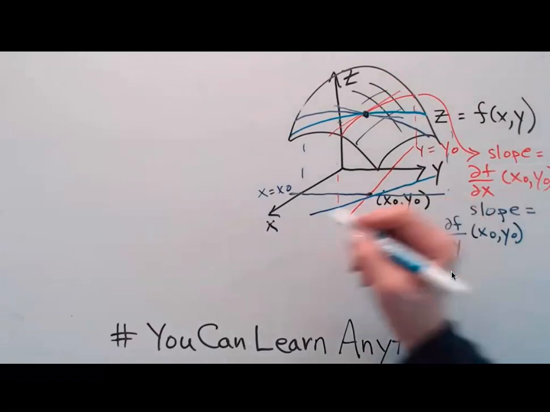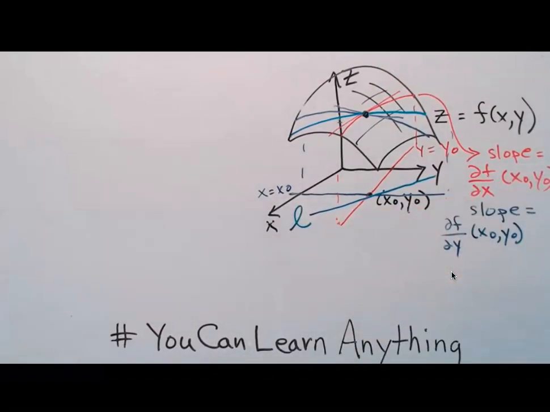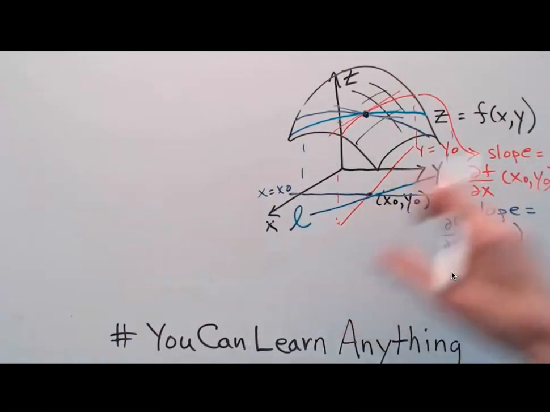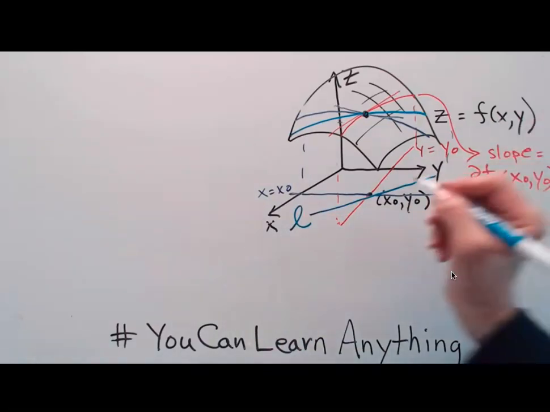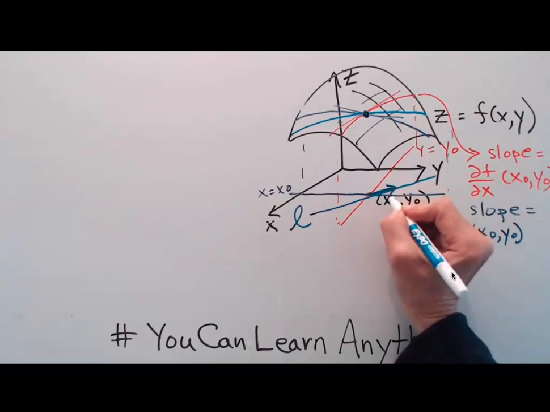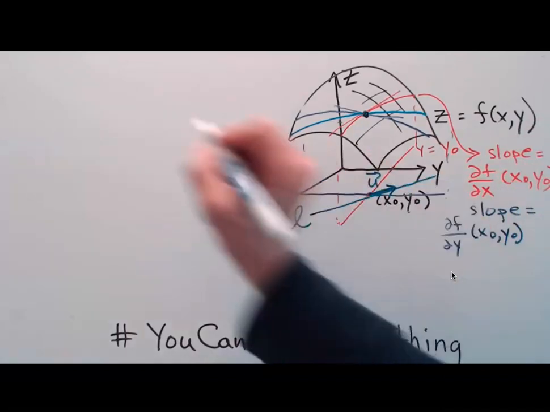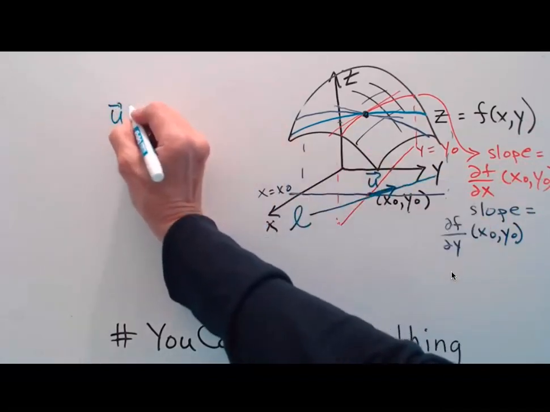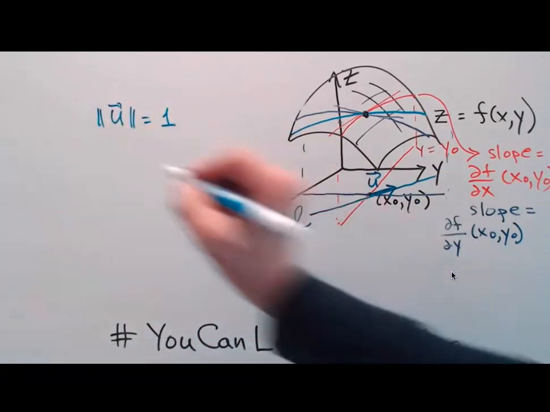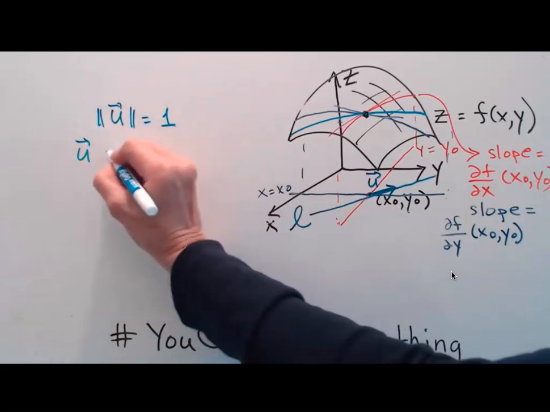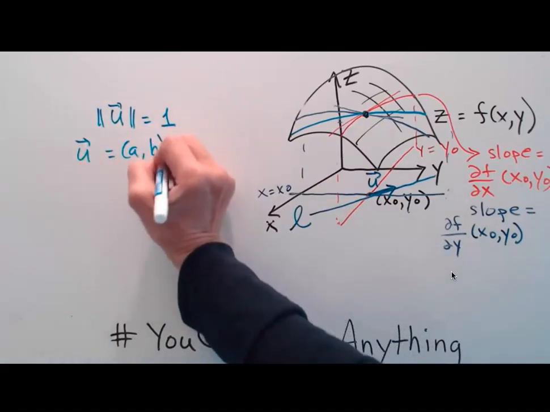Well, first of all, let's call this line L. It's not quite like the x or y axis. We don't really know which direction is going to be positive. But let's take a vector, u, and let's assume that u is a unit vector, which means that it has length 1. That just makes certain things easier. And let's let u have components a, b.